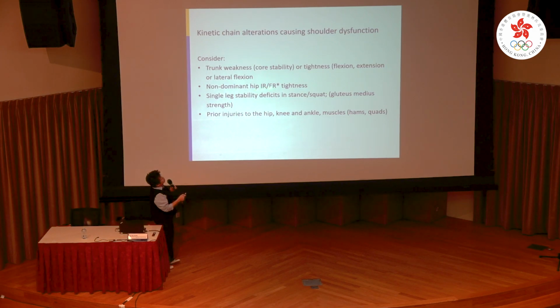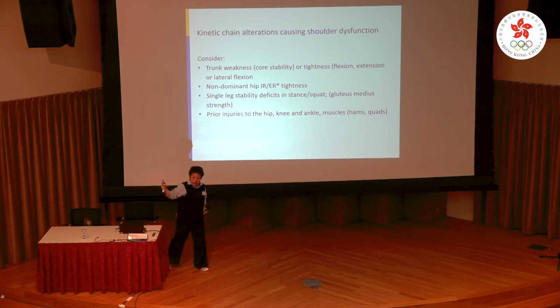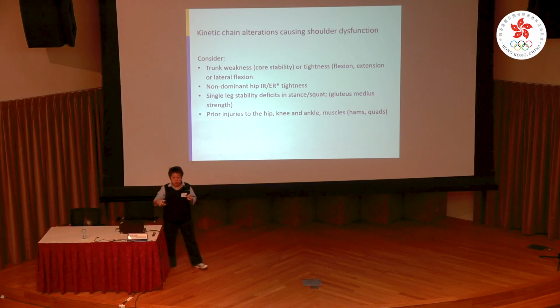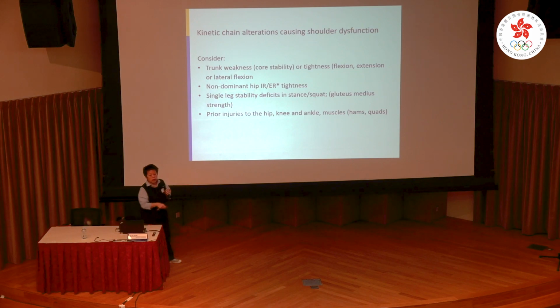Non-dominant leg hip internal and external rotation tightness. When you turn, when you do your movement, this other leg, not the leg that's doing the throwing, if there's a lot of hip tightness in here, this hip cannot turn, then you have to compensate with something else from the top of the dominant side to produce the movement. So on the contralateral, non-dominant side, if there is hip internal and external rotation tightness, you may want to check if hip mobility is an issue on the non-dominant side.